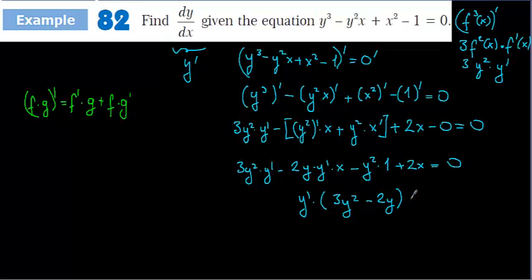Then this is going to come to the other side as y squared minus y squared becomes y squared, and 2x becomes minus 2x. Then to leave the y derivative alone, I should send this one to the denominator. Y derivative is going to be equal to y squared minus 2x over 3y squared minus 2y. Okay, we found the derivative of the expression.